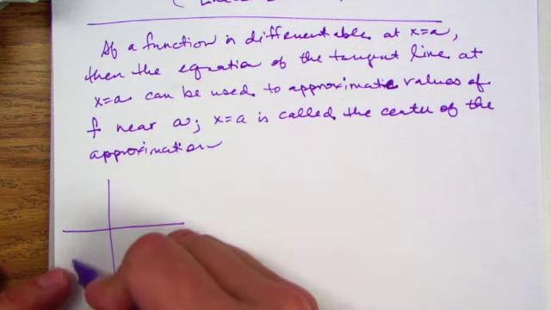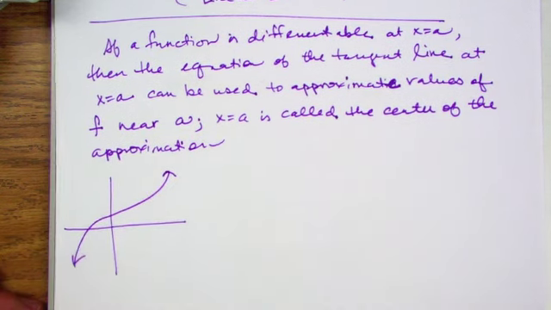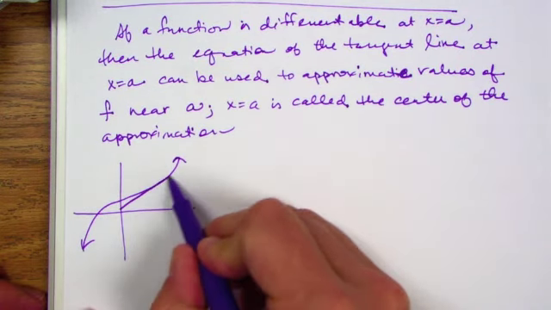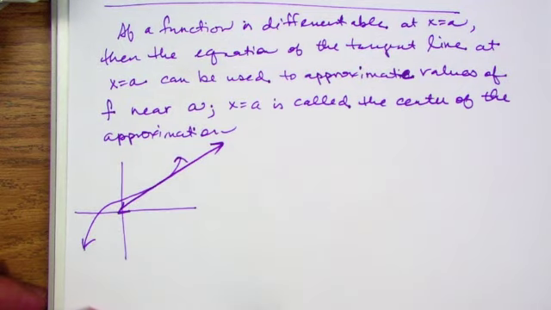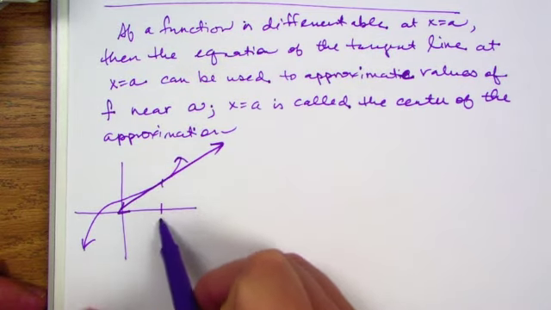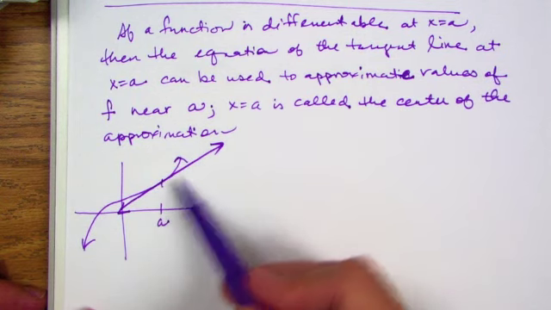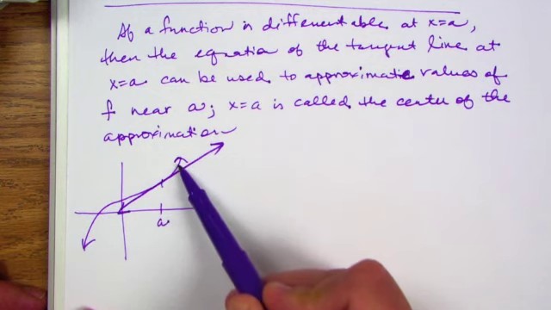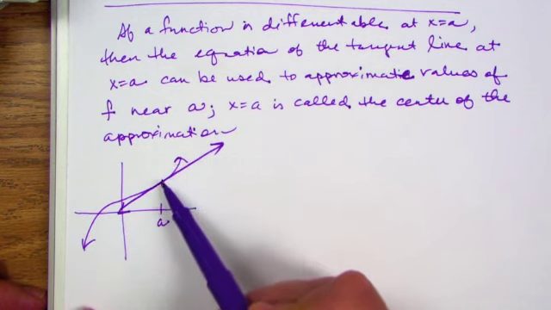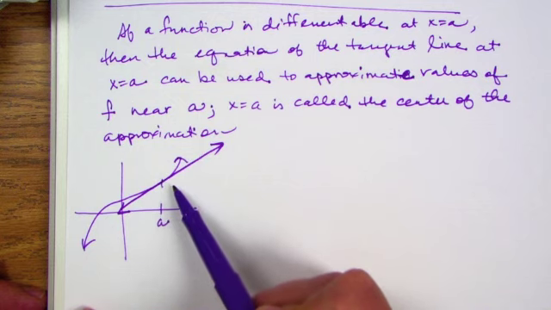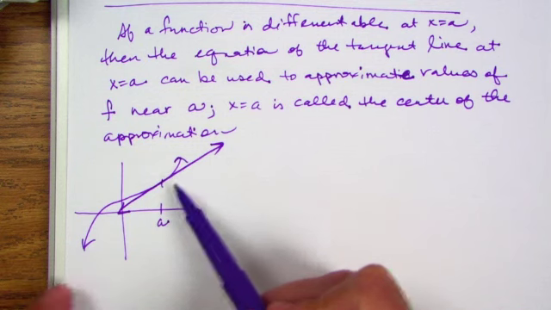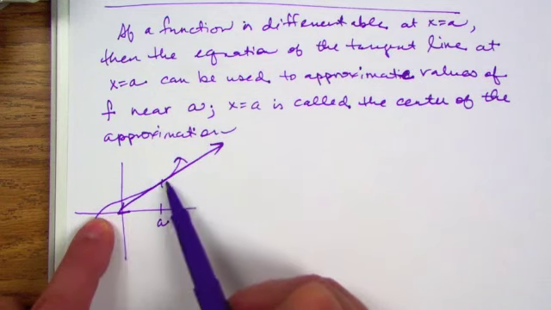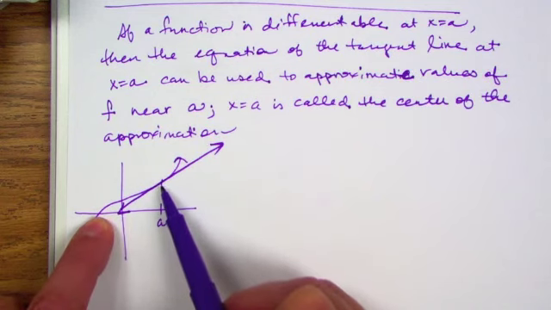So, here's what I'm talking about. If you have a function and you write this equation of the tangent line at x equals a, this tangent line can be used to estimate values on the original function as long as I stay really close to the what? A. The point of tangency, right? Like I'm not going to use this tangent line to approximate a y value on the function way over here, because I'm very far away from the point of tangency.